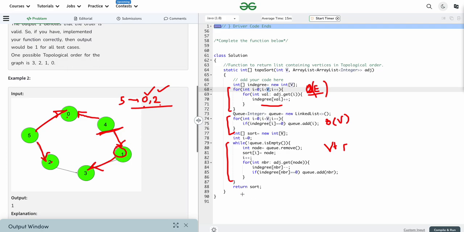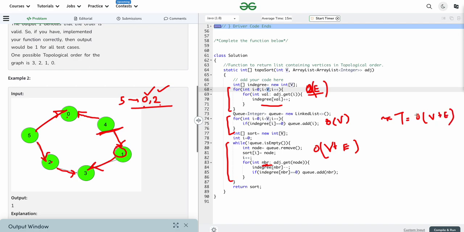Every time we say I'm exploring the neighbors, I'm just exploring all the edges that I have. Correct? So the total time complexity that this queue will take will be the number of vertices plus the number of edges that I have. Overall, we can say that the time complexity will be O of V plus E.